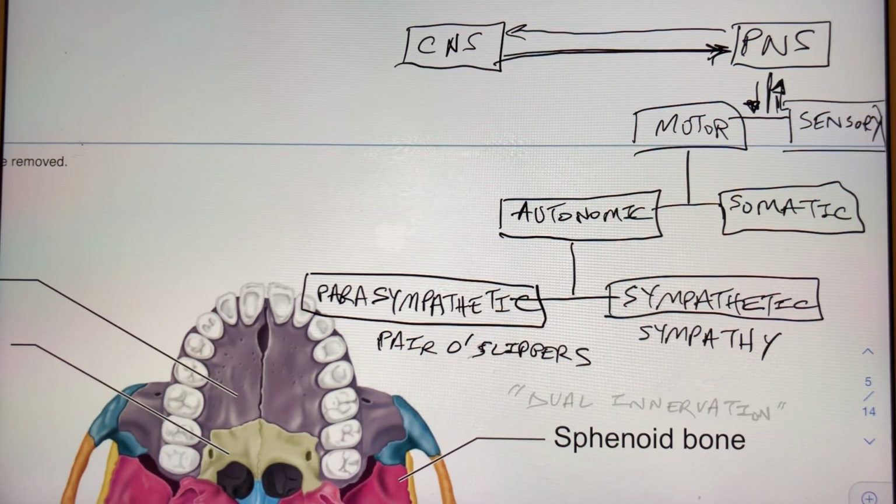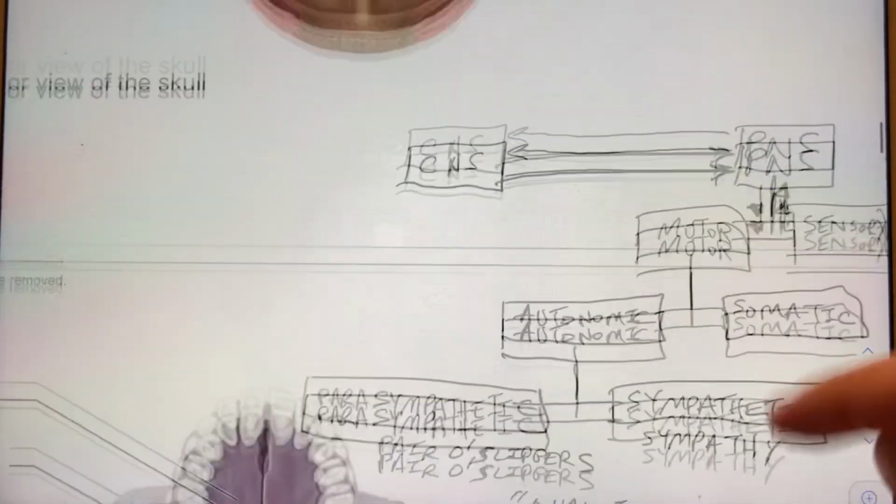And hopefully you recall that many of the effectors that are innervated by sympathetic pathways are also innervated by parasympathetic pathways, and that's called dual innervation. Okay, we'll come back to sympathetic and parasympathetic so often this quarter, so you really have to know that hierarchy. I'm going to go back up to our very first slide again.